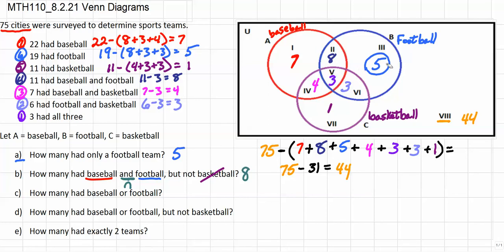Okay? Now, let's go to the next one. How many had baseball or football? Baseball or football. That means it's a union of the sets. It does not preclude having basketball. It just says how many had baseball or football.